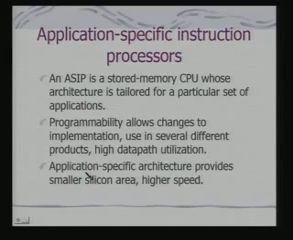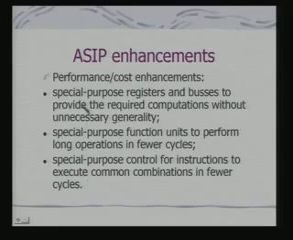An application specific architecture provides smaller silicon area and higher speed. So the enhancements are performance and cost enhancements: special purpose registers and buses to provide the required computations without unnecessary generality, special purpose function units to perform long operations in fewer cycles, and special purpose control for instructions to execute common combinations in fewer cycles. Now all these are features of ASIPs.